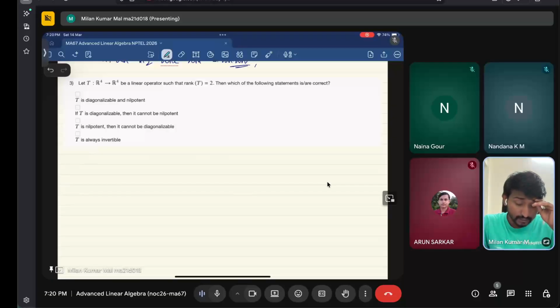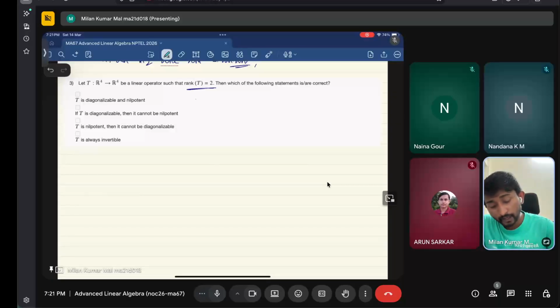So what this problem says: let T from R4 to R4 be a linear operator such that rank of T is equal to 2. Which of the following statements is or are correct? T is diagonalizable; if T is diagonalizable, then it cannot be nilpotent; if T is nilpotent, then it cannot be diagonalizable; and T is always invertible.